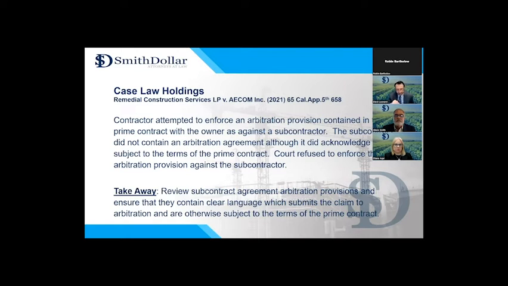So the takeaway here is, if you do want an arbitration or any other type of ADR within your subcontract agreements, make sure they contain clear and concise language to submit the claim to whatever form of ADR, or in this case, arbitration, whether or not they are subject to the terms of a prime contract that may have an arbitration clause in it.